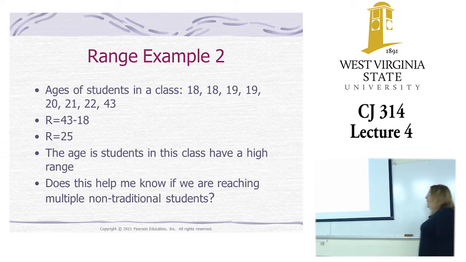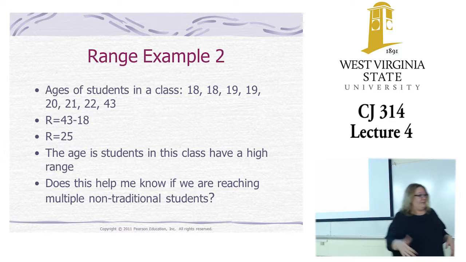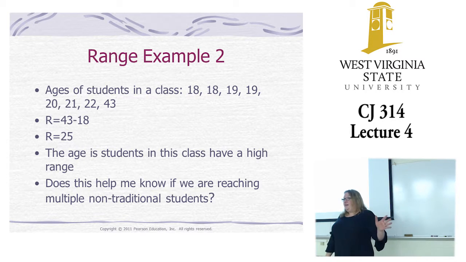Okay, let's take a look at another example. 18, 18, 19, 19, 20, 21, 22, 43. What's our highest? 43 minus our lowest, 18, which is, if you don't have calculators out now, good Lord, you need them. Pull your calculators out. 25. So this range is telling us there is 25 numbers between our youngest student and our oldest student.